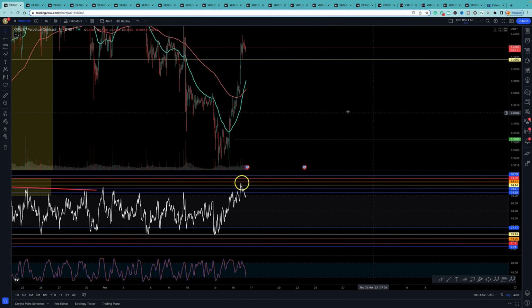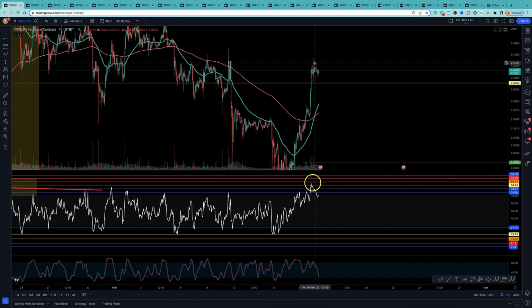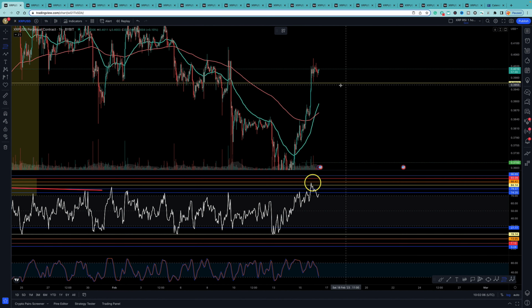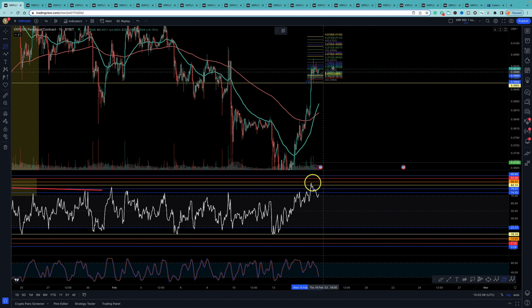So wherever the bottom is, and this might be it here already, the range might already be set here. Wherever this bottom is here, whatever is on the daily, wherever this bottoms out, it looks like we could have our range.